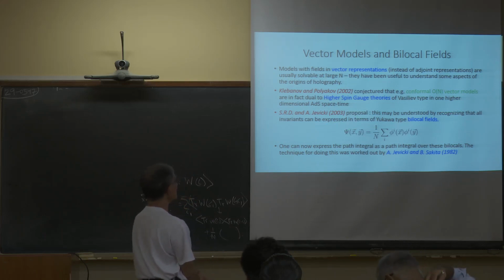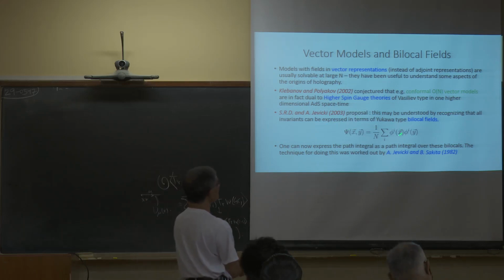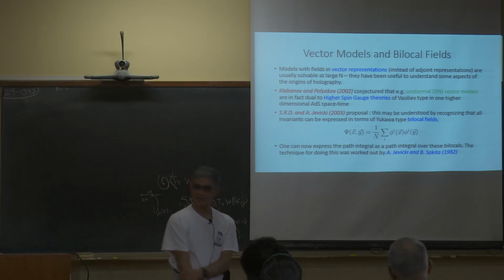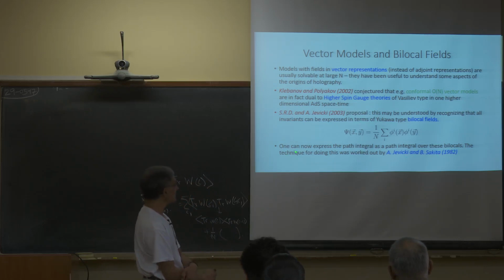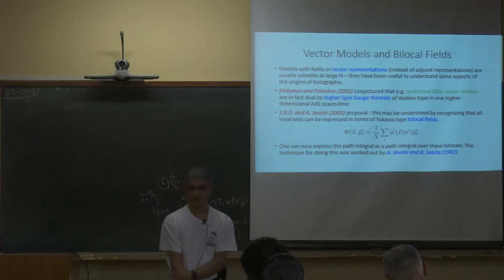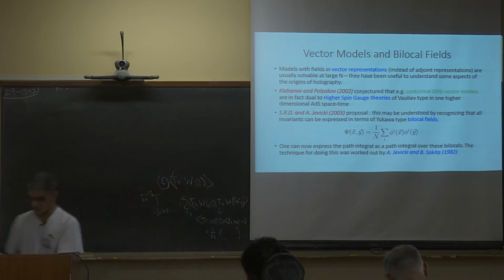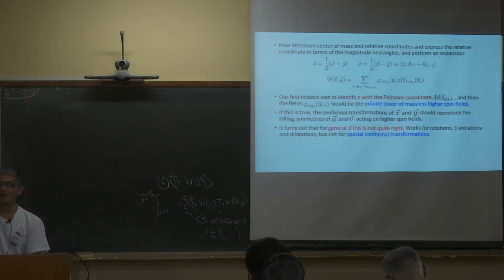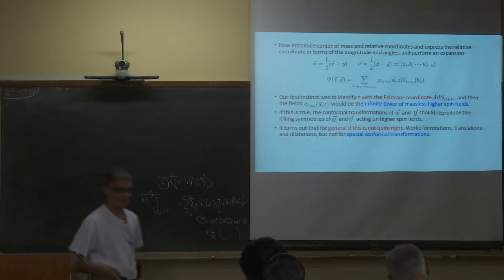So one might make a change of variables from the phi's to the psi's, and for this change of variables and the Jacobians and all that, there are well known techniques which were developed by Jevicki, Sakita and others back in the 1980s. So what you have is basically a theory written in terms of these bilocals.